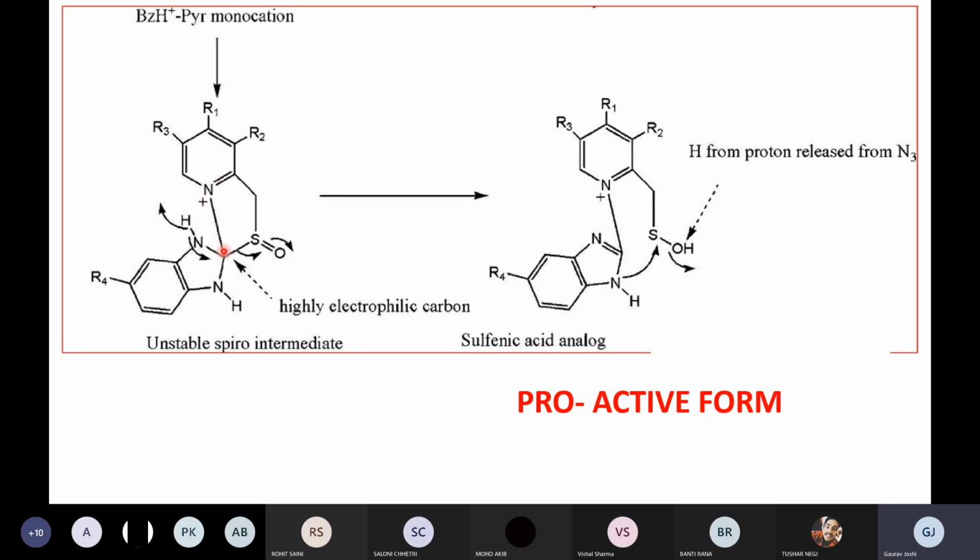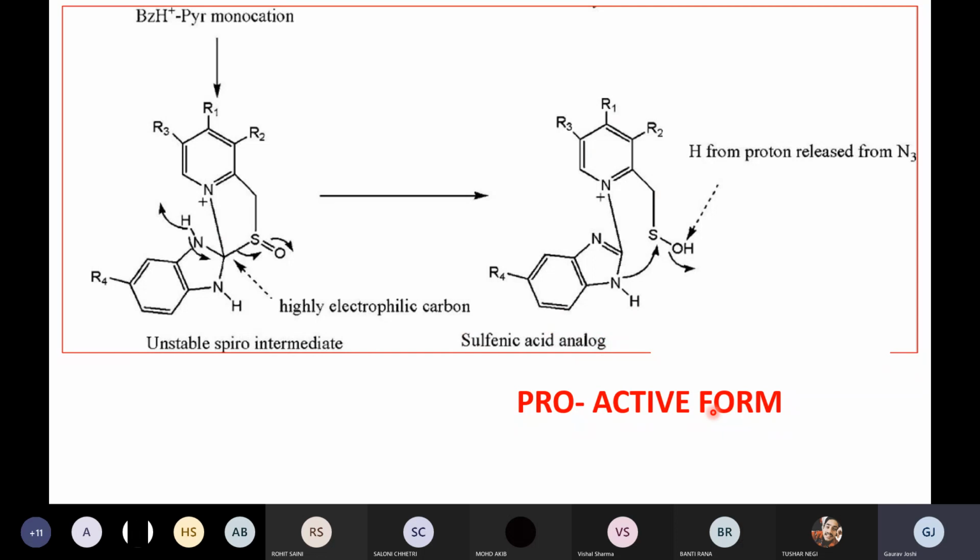So the quaternary nitrogen is attacking at this highly electrophilic carbon. When it reacts with this highly electrophilic carbon, what will happen? This proton will be expelled, and the sulfonyl moiety will form the sulfenic acid analog. Basically, this spiro compound which is formed will be very unstable, right? So this will be converted into the sulfenic acid analog first.